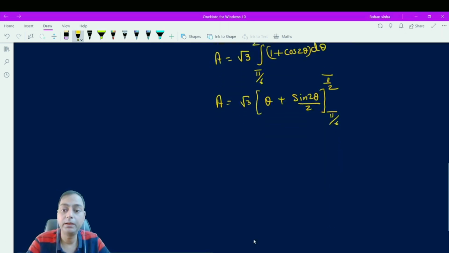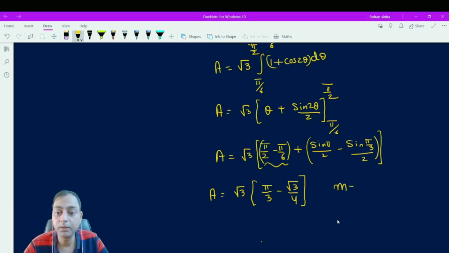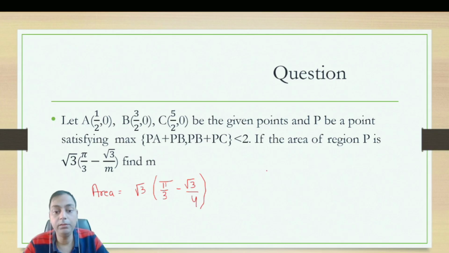So finally, putting the values, we find upper limit minus lower limit, so pi by 2 minus pi by 6, and this is sine pi minus sine pi by 3, whole by 2. So this is root 3 times pi by 3 minus root 3 by 4. So what is the value of m? If you compare this, we find m is equal to 4. So the answer of this problem is 4.